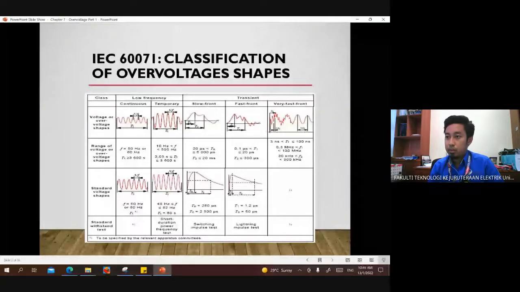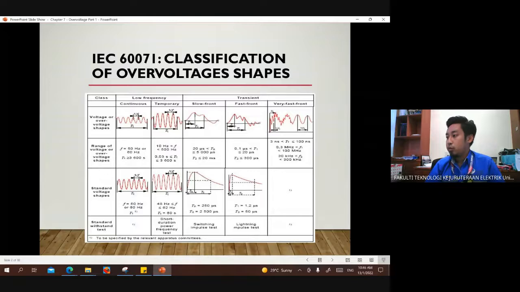Then you can see in this table the low frequency voltage or voltage shape. The low frequency is simple, like a normal sinusoidal, with a frequency range of 50 or 60 hertz. The transient is very fast, so the frequency range for the transient is normally in the megahertz.